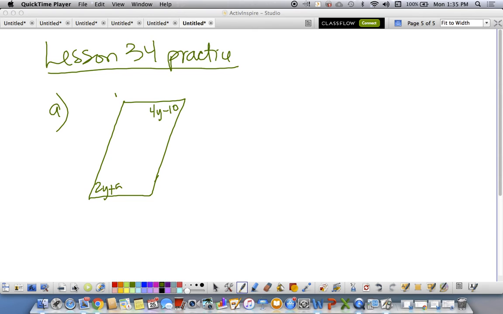You do 4y minus 10 plus 2y plus 5 equals 180. So how are these angles related to each other? They're congruent. No, I don't want that answer. How are they ultimately related? They are opposite angles. And you go up to your properties. Opposite angles are congruent. So 4y minus 10 equals 2y plus 5.